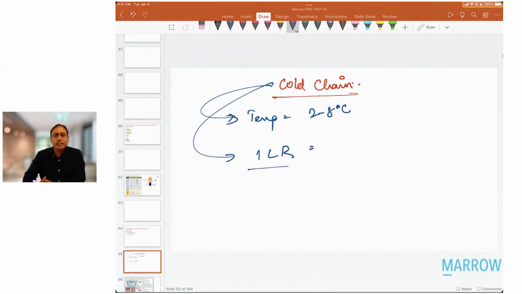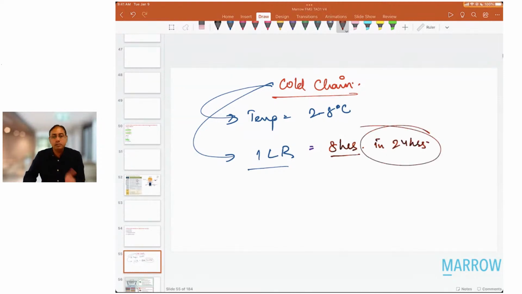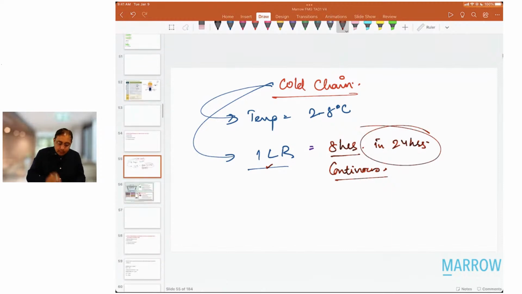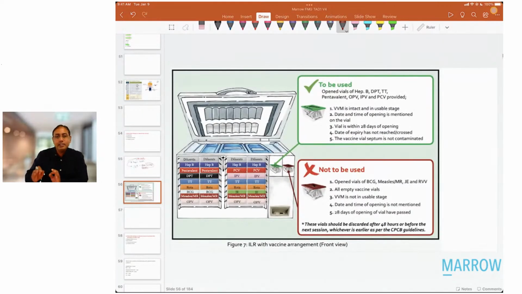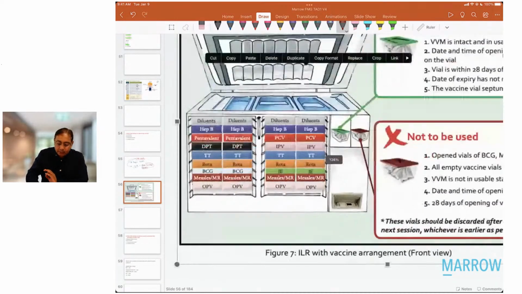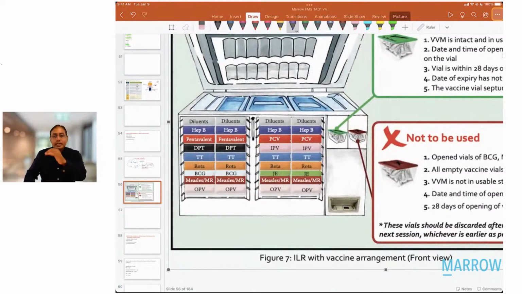Please note that the ice-lined refrigerator, this ice-lined refrigerator, it needs how much electricity? It needs 8 hours of electricity in 24 hours to maintain the temperature for 24 hours. Minimum 8 hours of continuous electricity isko chahiye to maintain for 24 hours. ILR jo hota hai, if you look at an ILR, it looks like this. Ice-lined refrigerator. In the ILR, which vaccines are kept in the center compartment?